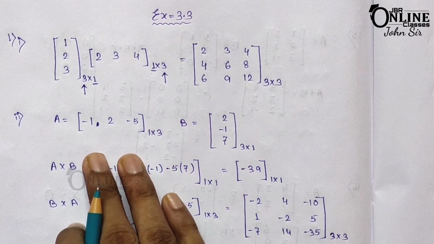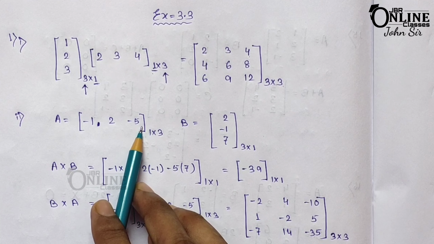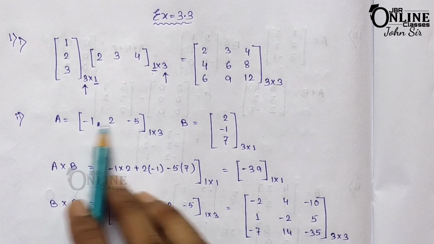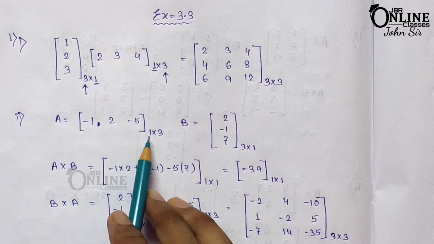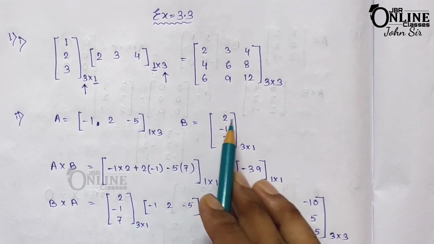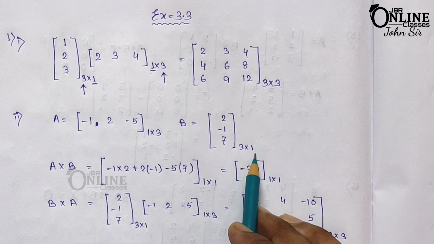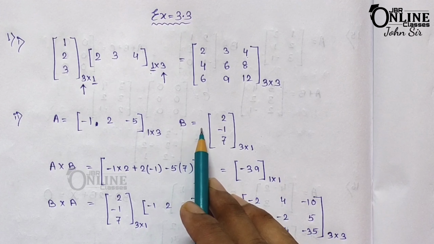Now the next one, sum number 1 2. In sum number 1 2, here A is a row matrix. There will be 1 row but 3 columns. So 1 cross 3 is the order of this matrix. Here B is a column matrix. There will be 3 rows and 1 column. So 3 cross 1 is the order of that matrix.